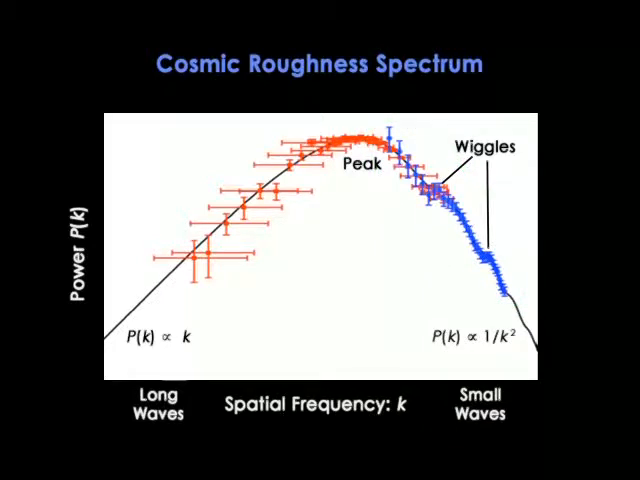It has 4 main features. It rises on the left, there is a peak, it falls on the right, and there are some small wiggles on the right. The shape means, moving from right to left, you can find ever larger structures up to a maximum of about 200 million light years. But beyond that, the universe is progressively smoother on larger scales. Remember, it's homogeneous on large scales.